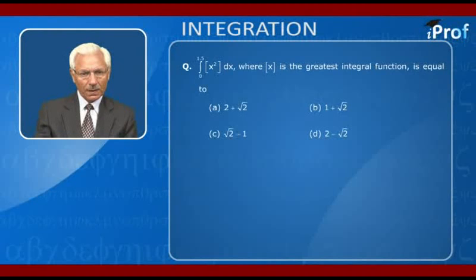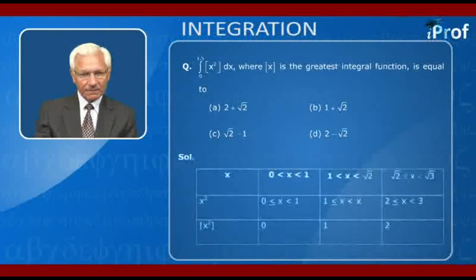Now we split x from 0 to 1.5 as 0 to 1, 1 to root 2, and root 2 to 1.5. As x goes from 0 to 1, x square will be between 0 and 1. As x goes from 1 to root 2, x square will go from 1 to 2. When x goes from root 2 to 1.5, x square becomes between 2 and 3.